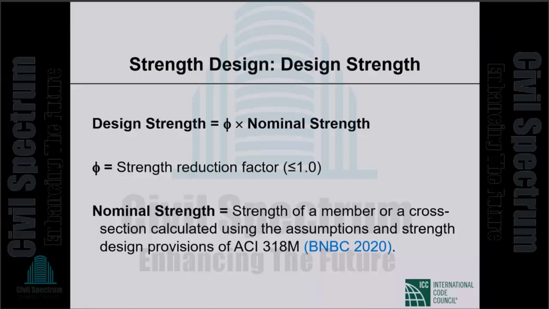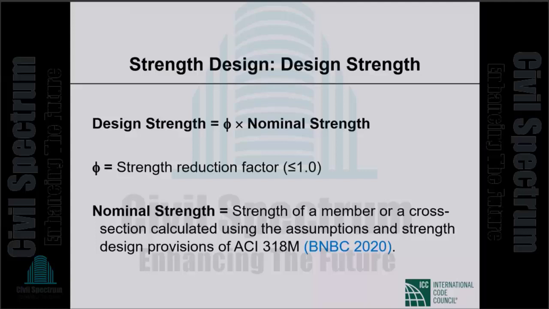Okay, so we stick with the nominal dimensions, the nominal reinforcement, so many bars of so many millimeter diameter. So nominal strength is the strength for the section we have designed, calculated using the assumptions and strength design provisions of ACI 318. That nominal strength is discounted by a strength reduction factor phi.